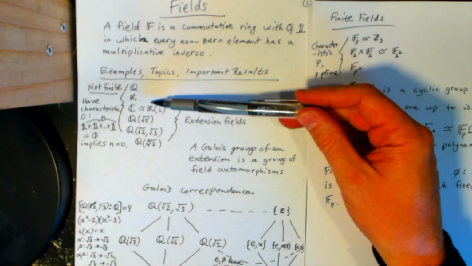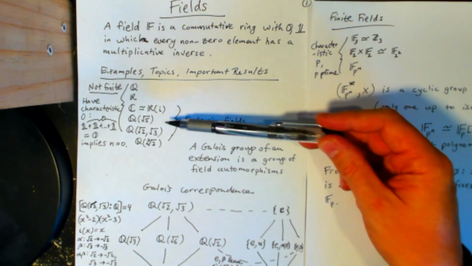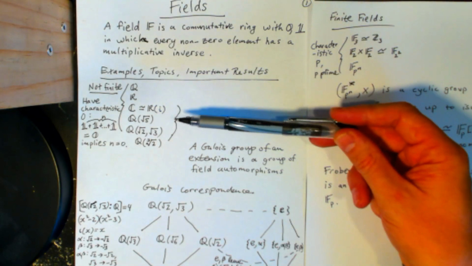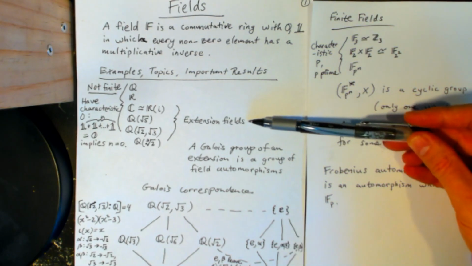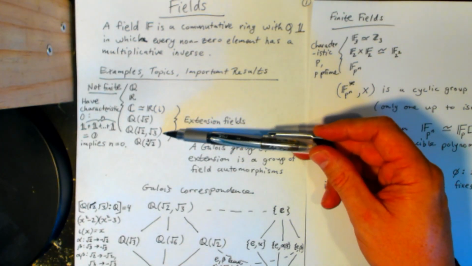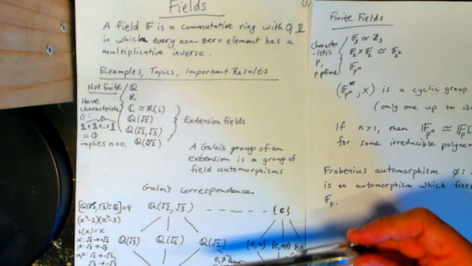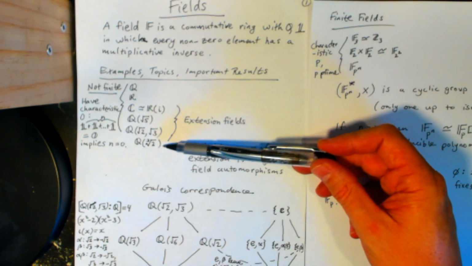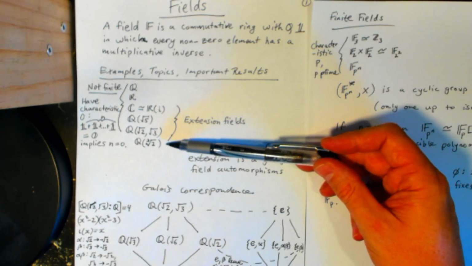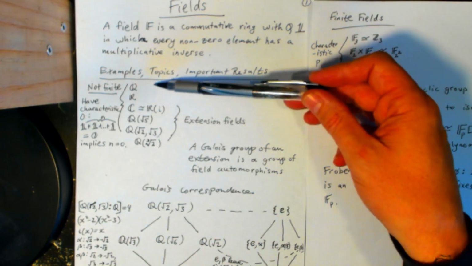So these examples are rational numbers, real numbers, complex numbers. The extension rational numbers adjoin the square root of 5 is another example of a field. This is an extension of the field of rational numbers. This field, in which we have the square root of 2 and the square root of 3 in our field, this is an extension of the rational numbers. And this field here is the field obtained by adjoining the cube root of 2 to the rational numbers. And so this is an extension of the rational numbers.